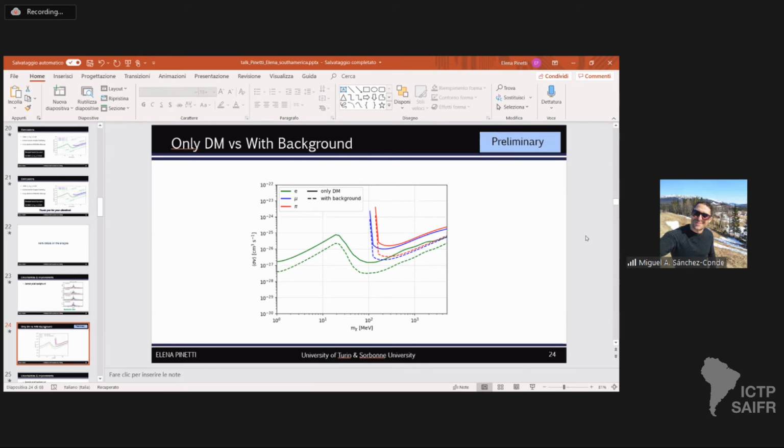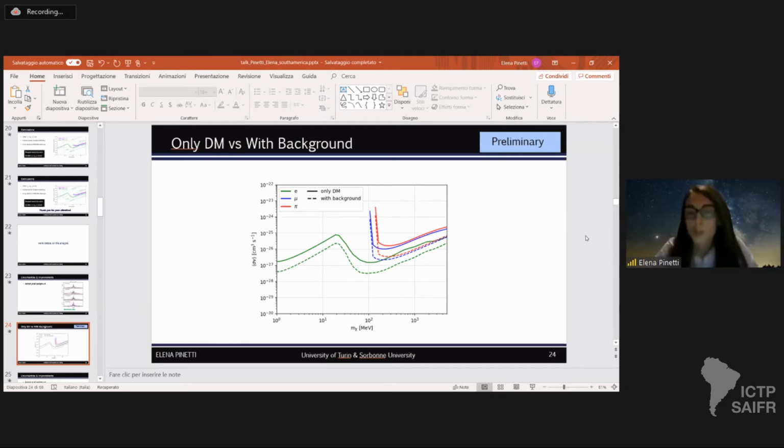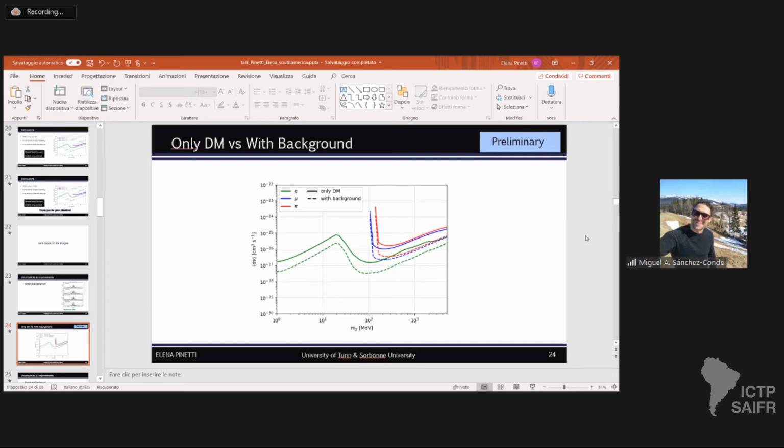So thank you, Elena, for the talk. I found it very interesting. I was wondering what's the main caveat in your bounds and how important this one can be. So you mean some uncertainties, for instance? Yes, the main source of uncertainty in your limits.